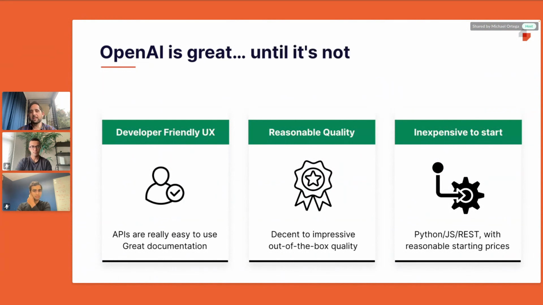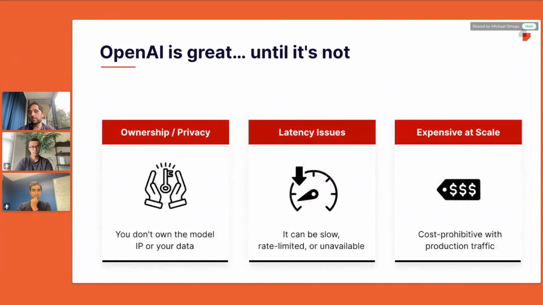But as we like to say, GPT-4 and OpenAI is great until it's not. There are quite a few pain points that we see pretty frequently with the companies and organizations we talk to. First and foremost, ownership and privacy is a huge pain point. If you're building some sort of mission critical feature for your business on top of GPT-4, you're deferring that critical IP. You don't own that model, you don't own the weights. They can change it. You don't have it. That could be critical to your business. That's a big pain for many of our customers and prospects.